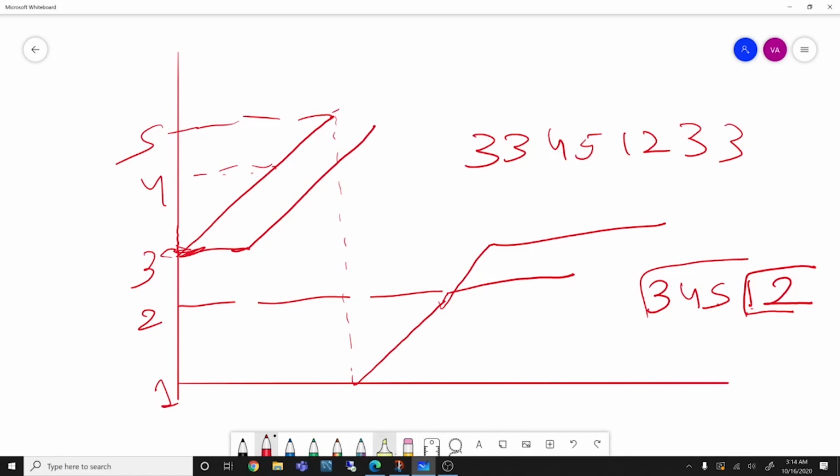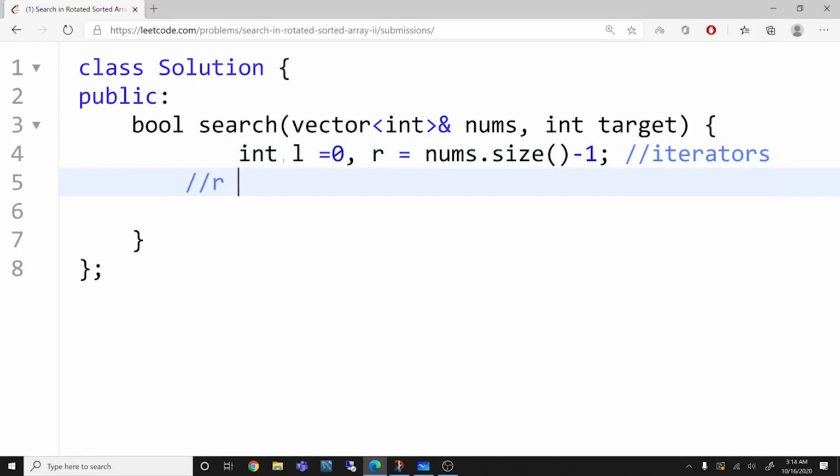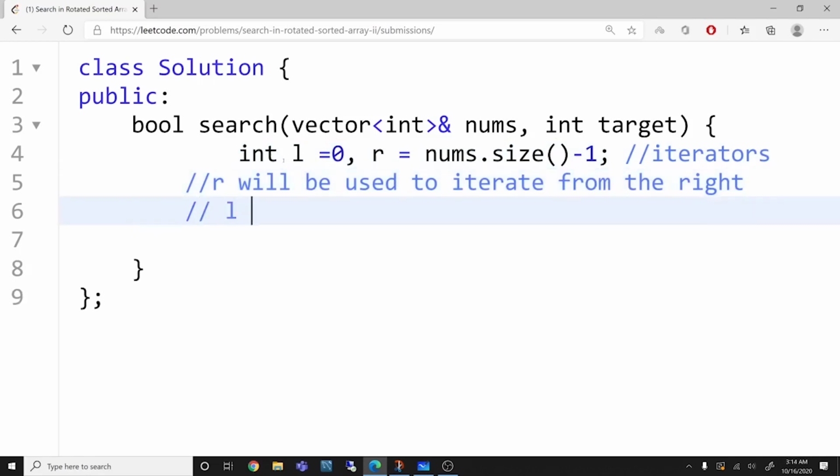So now let's look at the code part of it. First of all, I'm given a nums vector, which is my rotated array. So let's take an int L equal to 0 and an R equal to nums.size() minus 1. What are these? These are iterators. R will be used to iterate from the right, and L will be used to iterate from the left.